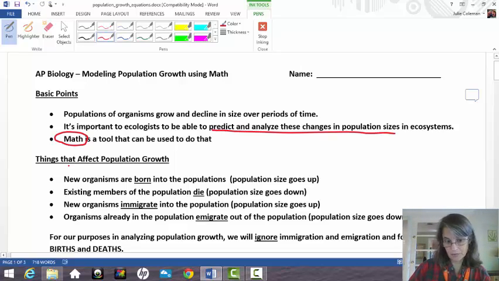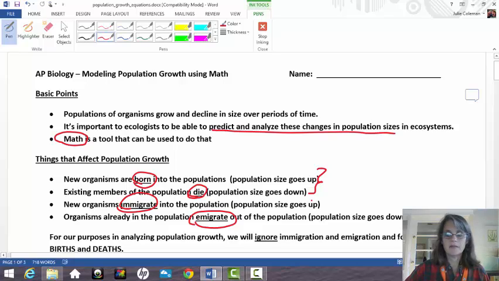There are basically four things that affect population growth. And when we say growth, that can mean obviously increase, but also decrease, just population change. New organisms get born, they die. Immigration, coming in, just moving into an area, or organisms leave an area. All of those things affect the population size. We are going to focus on birth and death in this.